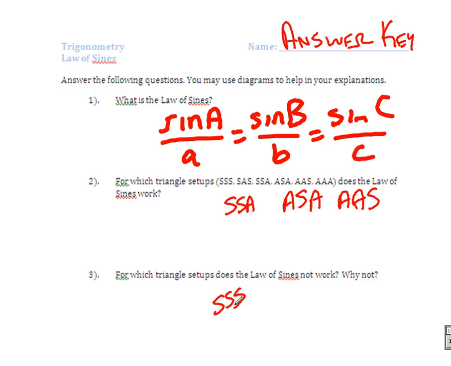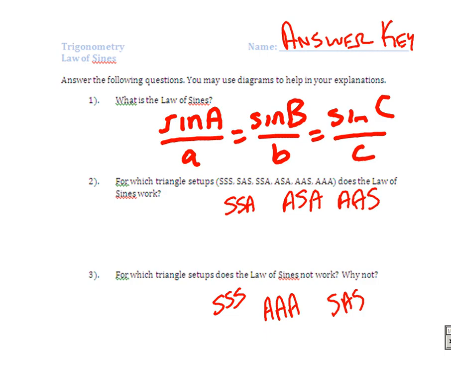Side-side-side doesn't work because I'd have all 3 sides, nothing on top. Angle-angle-angle, same way. And side-angle-side, I would have a side, an angle, and a side. It just won't work there. So those should be 3 quick ones to start.